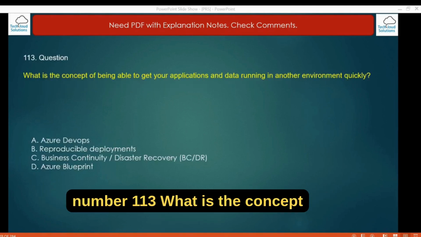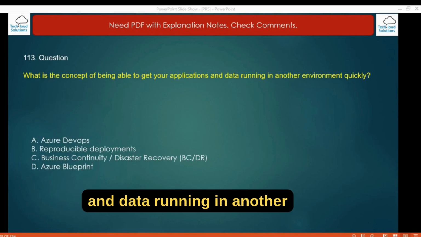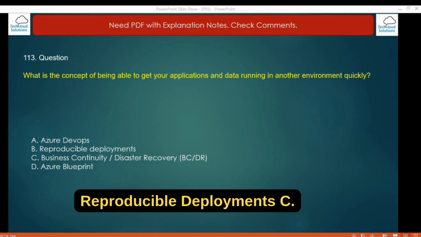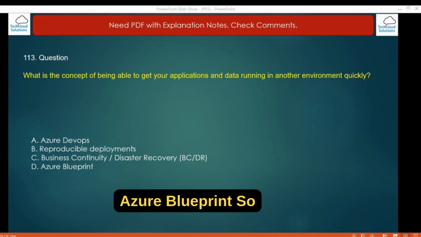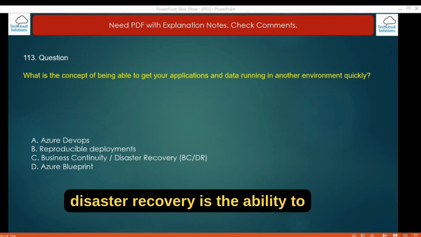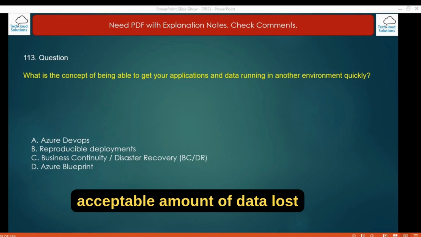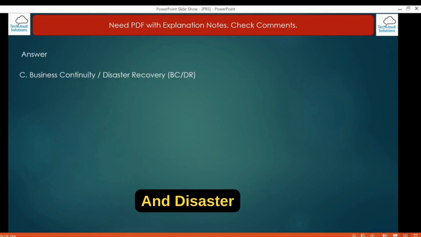Question number 113. What is the concept of being able to get your application and data running in another environment quickly? And the options are A. Azure DevOps, B. Reproducible deployments, C. Business continuity or disaster recovery, D. Azure Blueprint. So, disaster recovery is the ability to recover from big failure within an acceptable period of time with an acceptable amount of data lost. So, the correct answer is C, that is business continuity and disaster recovery.